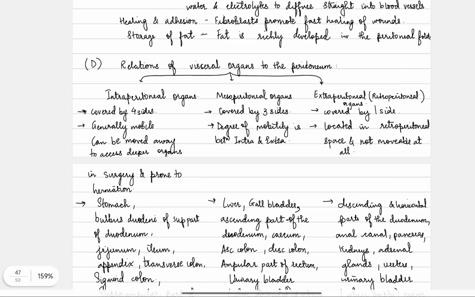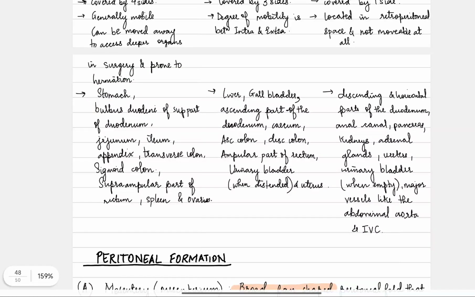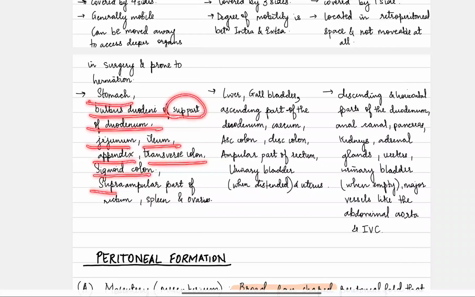Relation of the peritoneum to the visceral organs. Now, the visceral organ is not always completely covered by the peritoneum. Sometimes it is intraperitoneal, sometimes mesoperitoneal, sometimes extraperitoneal or retroperitoneal. Intraperitoneal organs are covered on all four sides, generally mobile, can be moved away to access the deeper organs in surgery, and are prone to herniation. They include the stomach, bulbous part of the superior part of the duodenum, jejunum, ileum, appendix, transverse colon, sigmoid colon, supraampullary part of the rectum, spleen and ovaries.